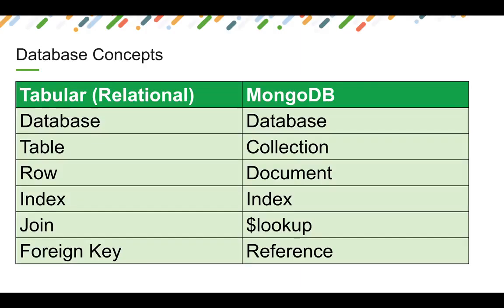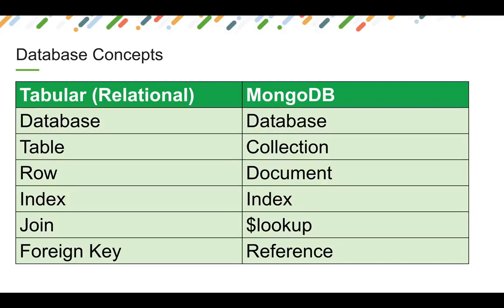So let's review some database concepts. We're going to just review some terminology. What a lot of people are used to are tabular or relational databases. So we think of things like databases, tables, rows, and stuff like that. MongoDB has similar concepts that use different terms. I just want to make everyone aware of those terms.